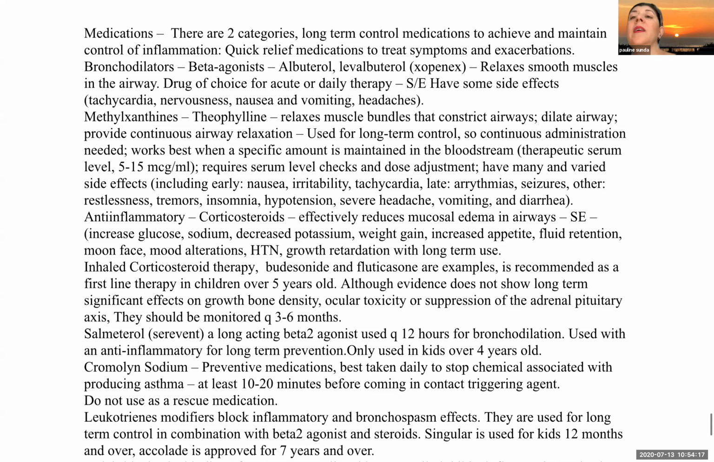So there are a wide variety of medications that are used to treat asthma. There are two main categories: long-term control medications to achieve and maintain the control of the inflammation, and then quick relief medication to treat symptoms and exacerbations. So bronchodilators, beta agonists like albuterol or levoalbuterol, also known as Xopenex, help to relax smooth muscles in the airway. These are the drug of choice for acute or daily therapy. Side effects, in general, you might see tachycardia, nervousness, nausea, vomiting, and headaches.